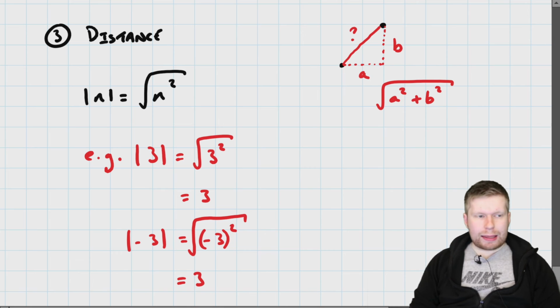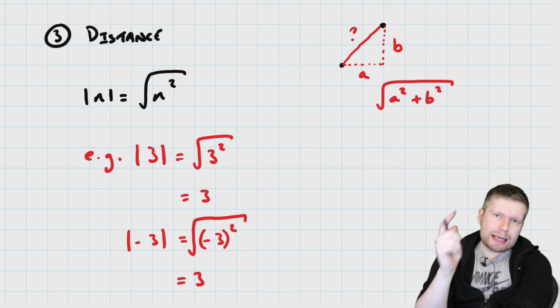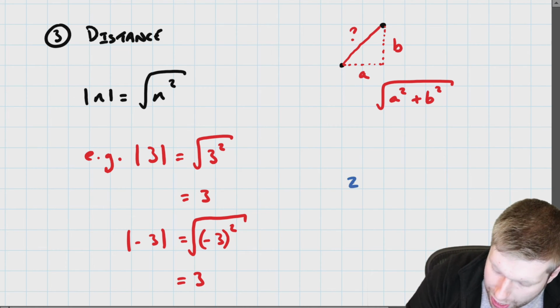Now, some of you might be looking at that and going, but if I take the square root, don't I have to take the positive or negative root? Just remember, that is only true if you're coming from something which was squared originally.